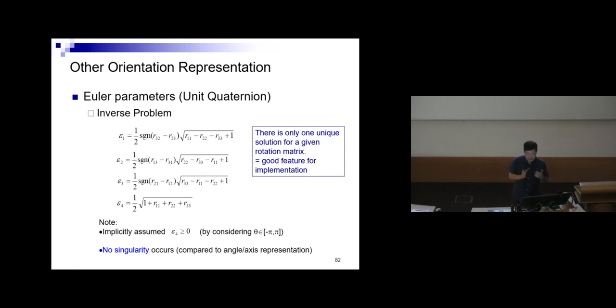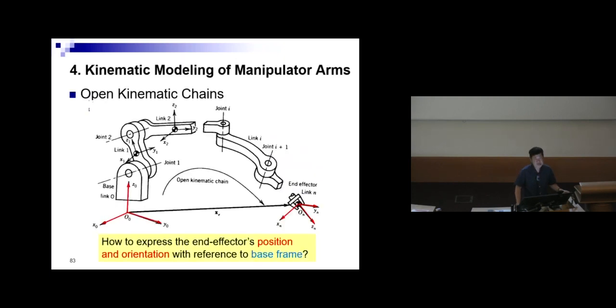And then there is another characteristic of this Euler parameter, that it's implicitly assumed that the epsilon 4 is greater or equal to 0. So in this case, we only consider the theta between minus pi and pi. So no singularity compared to the angle axis representation.